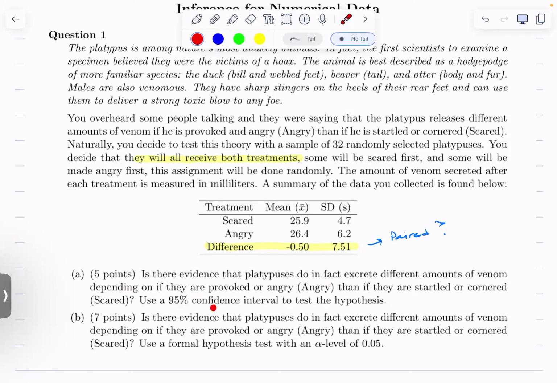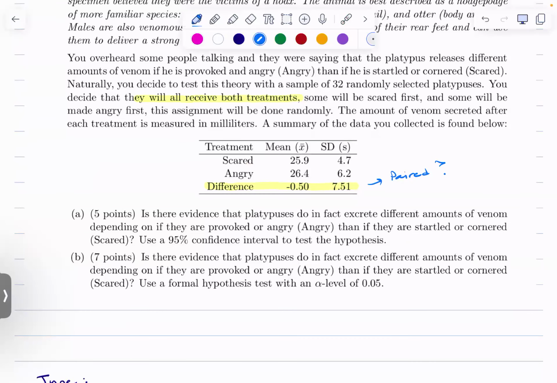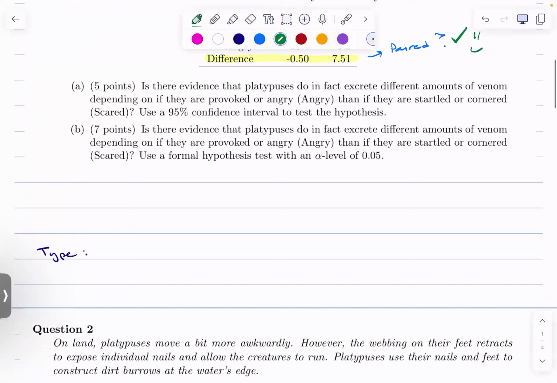And then we're going to use a confidence interval to test it, and then we'll do a formal hypothesis test to test it, just so you can see both. But I feel good, right, locking it in that this should be paired data. And so I'll do this. Yay. Because they all receive both treatments.